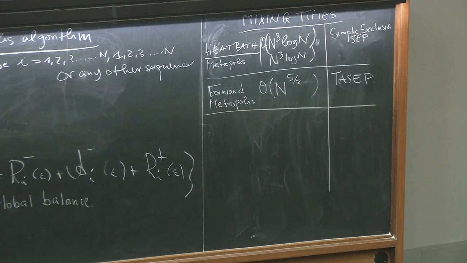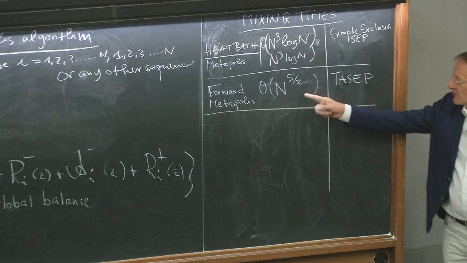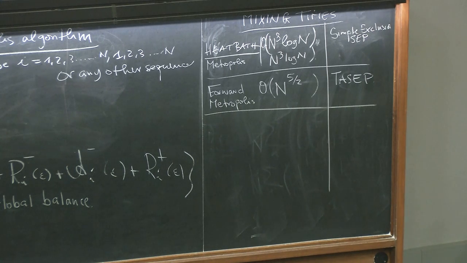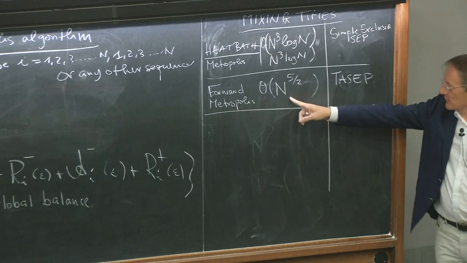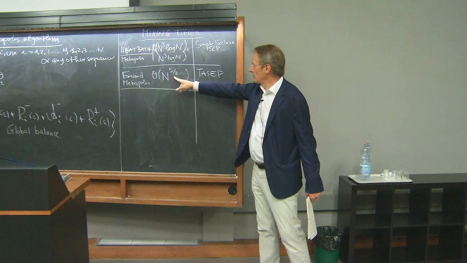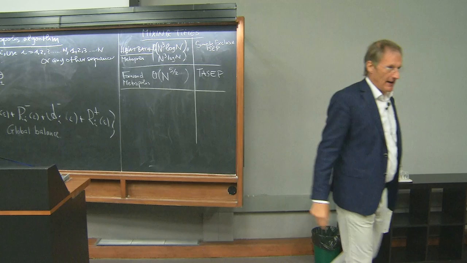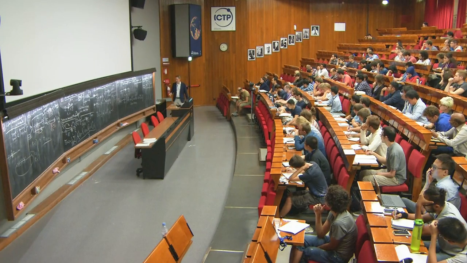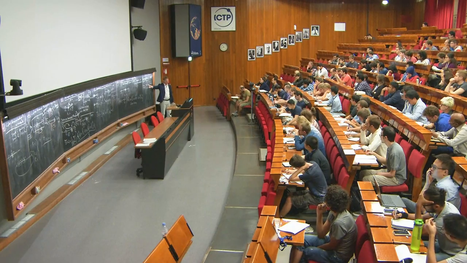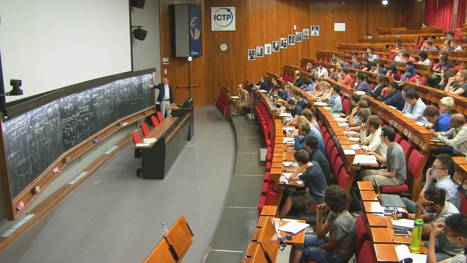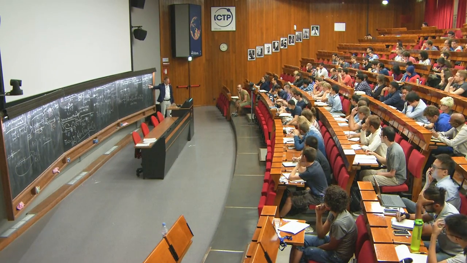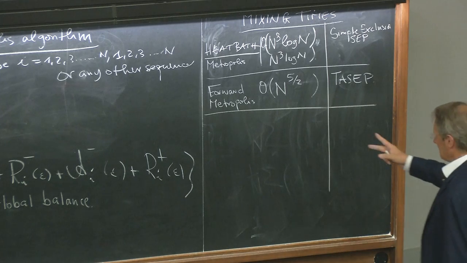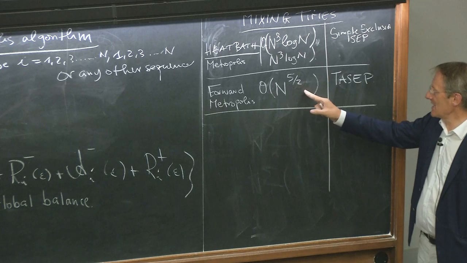The correlation time, in other words the inverse of the gap of the transfer matrix, was computed by Professor Dhar to be of the order of n to the 5/2. And since last year, there is a rigorous mathematical result showing that also the mixing time is O(n to the 5/2). So this is a case where the mixing time and the correlation time scale in the same way.